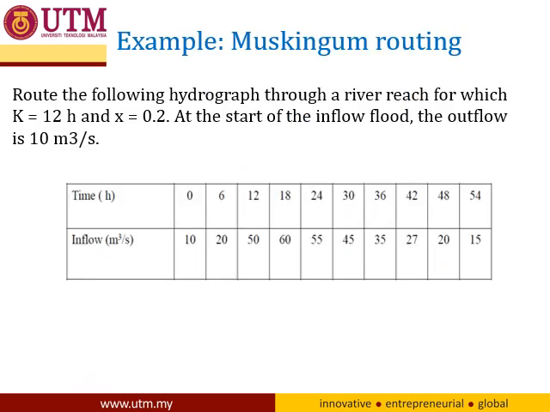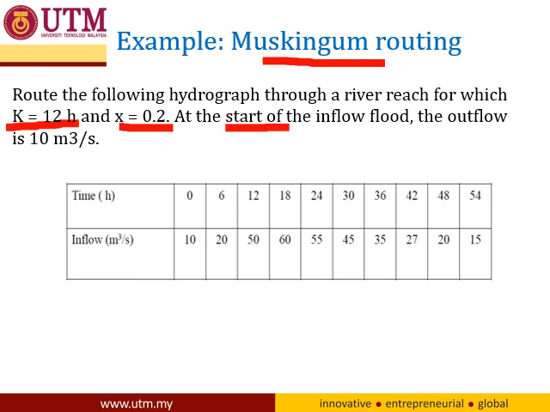So we just proceed to an example. There's no better way than just looking at an example. For this example, using Muskingum routing, it's the same as channel routing. Route the following hydrograph through a river, for which it already gives you K of 12 hours and X of 0.2. For this example, they directly give you what K and X are.